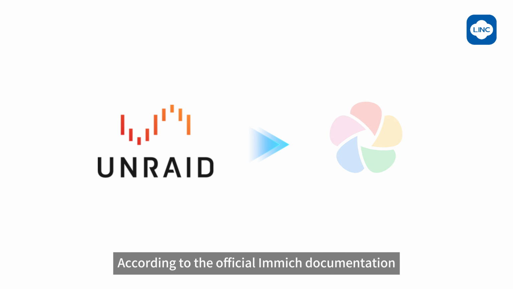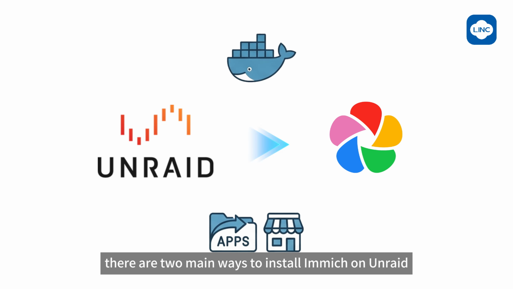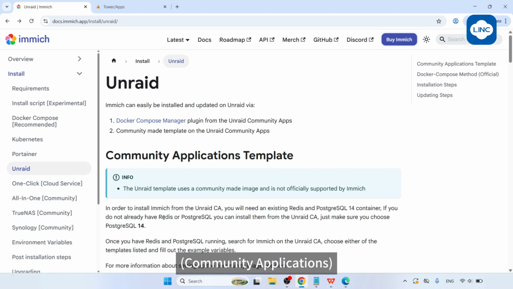According to the official Immich documentation, there are two main ways to install Immich on Unraid: using the Docker Compose Manager plugin, or using a community template from the Apps, Community Applications tab. In this guide, we'll use the simplest method, installing Immich directly from the Apps tab. What you'll need before you start: make sure the Unraid array is started and Docker is enabled in Unraid.